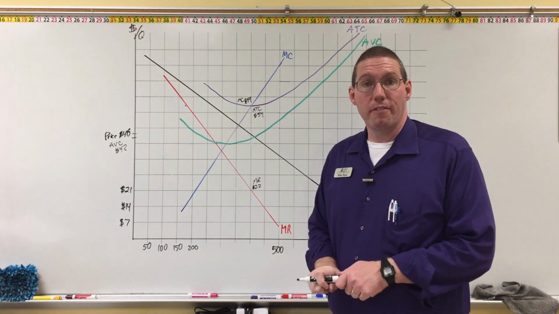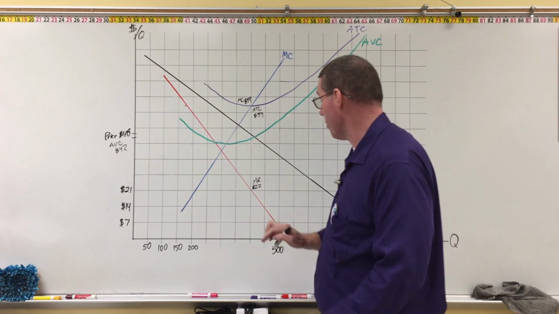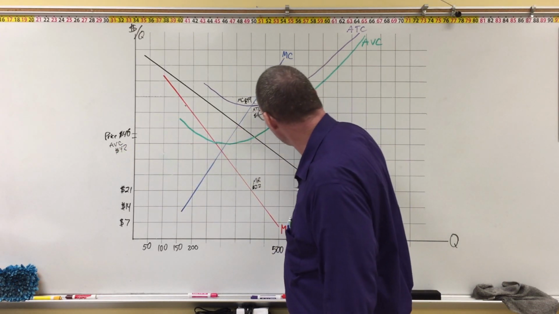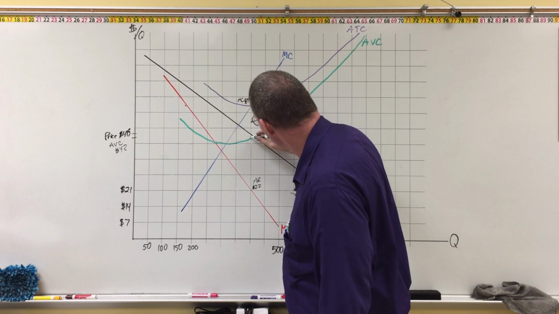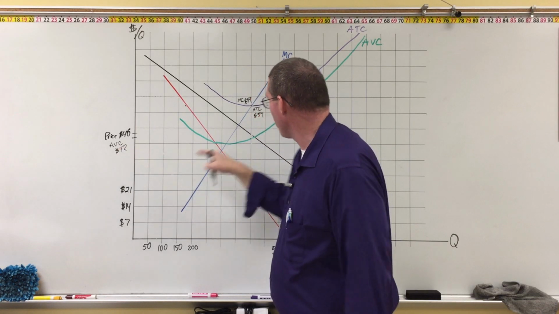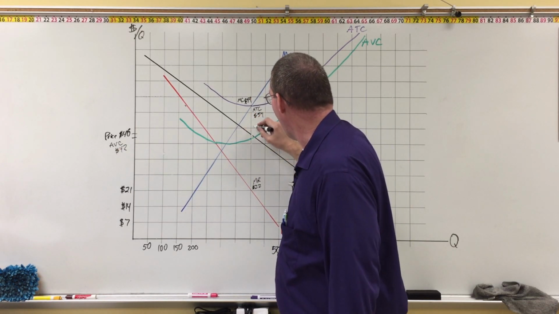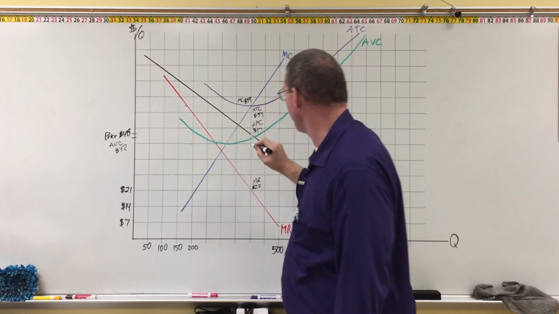All right, now all we have left to identify is average fixed cost. And remember that average fixed cost is average total cost minus average variable cost. So it's going to be this distance between here and here. That stretch right there is going to be the average fixed cost, and that's 59 minus 42, and 59 minus 42 is 17. So average fixed cost is going to be $17, okay?